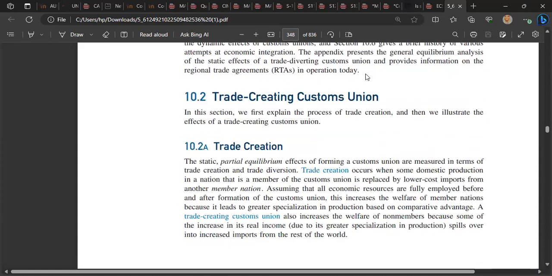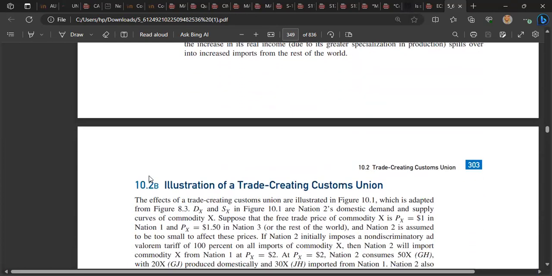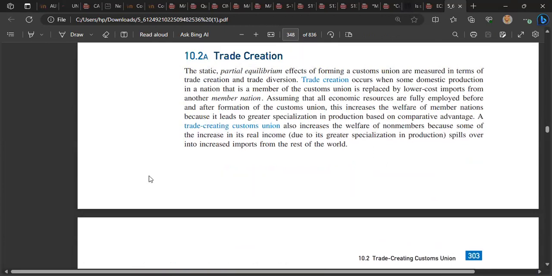Let's look at trade creating customs union, and then we also look at trade diverting customs union. So the static partial equilibrium effects of forming a customs union are measured in terms of trade creation and trade diversion. All right. Let's see if we can succeed in skipping. Okay, let's not skip that. All right.